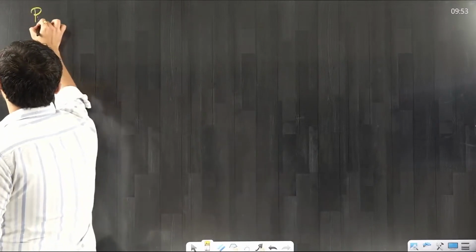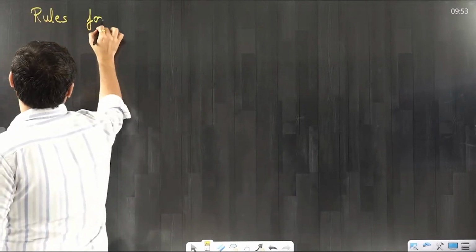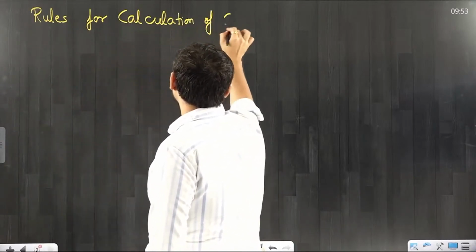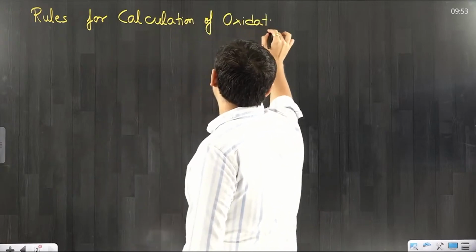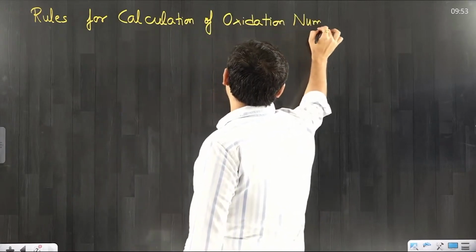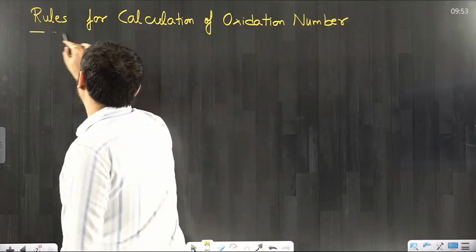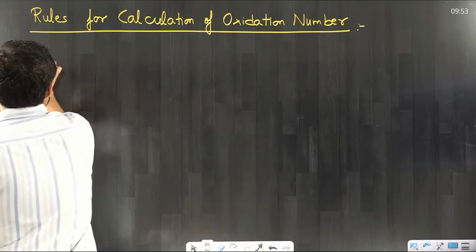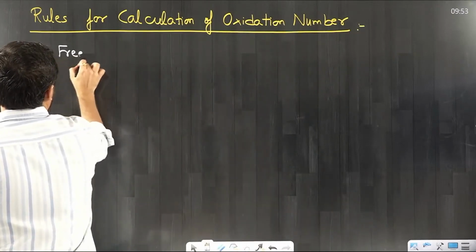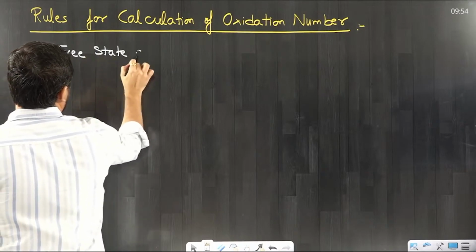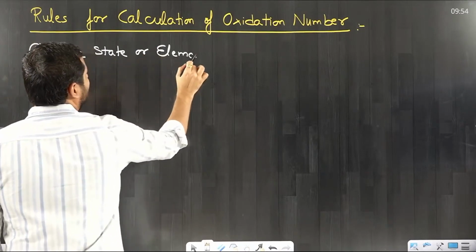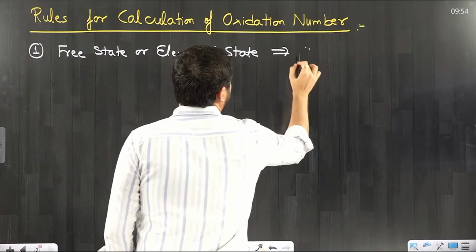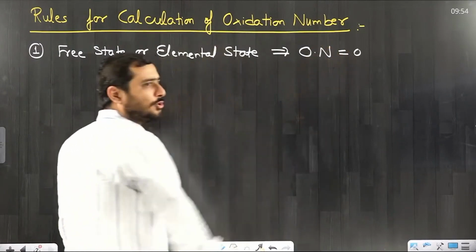So what we are discussing: rules for calculation of oxidation number. In last class we discussed two rules. First we wrote that if any element is in its free state or elemental state, then what is the oxidation number assigned to it? Oxidation number is equal to zero.